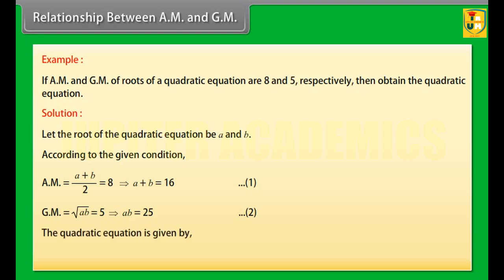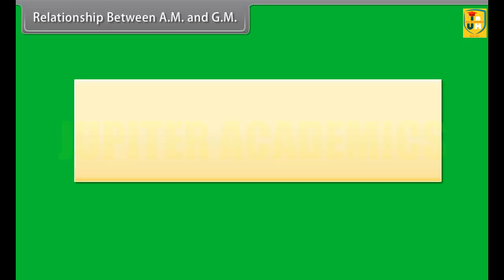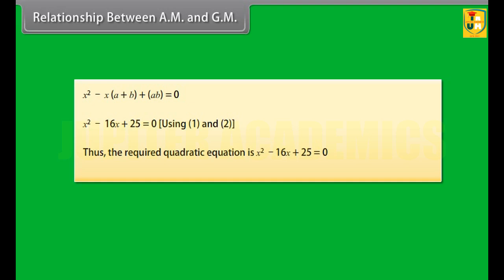The quadratic equation is given by x square minus x into sum of roots plus product of roots is equal to 0. x square minus x into a plus b plus ab is equal to 0. x square minus 16x plus 25 is equal to 0, using equations 1 and 2. Thus, the required quadratic equation is x square minus 16x plus 25 is equal to 0.